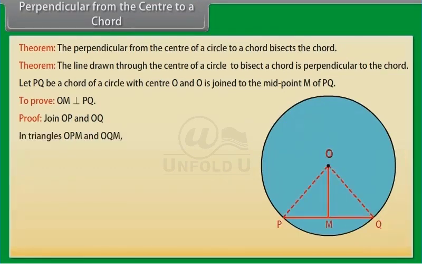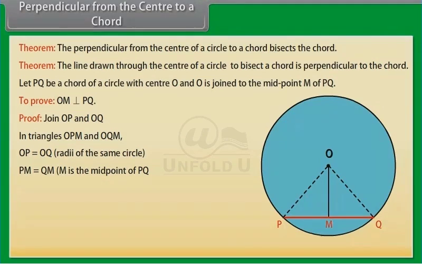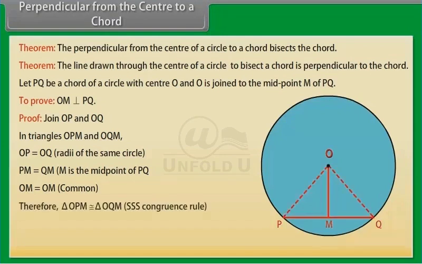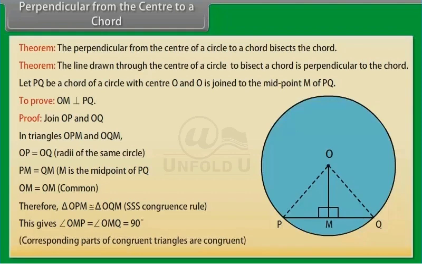In triangles OPM and OQM, OP is equal to OQ because these are the radii of the same circle. PM is equal to QM because M is the midpoint of PQ. OM is equal to OM, common. Therefore, by SSS congruence rule, triangle OPM is congruent to triangle OQM. This gives angle OMP is equal to angle OMQ, which equals 90 degrees, because corresponding parts of congruent triangles are congruent.